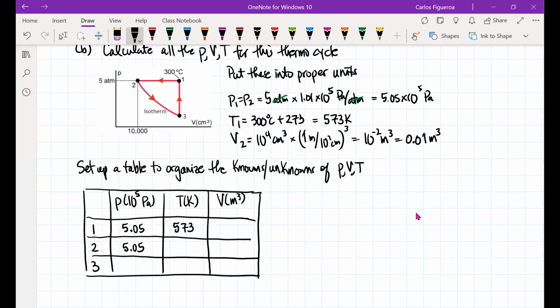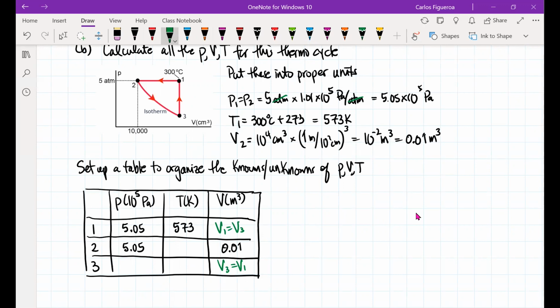Okay. And the only other thing that I know is that the volume at 2 tells me that this is 0.01 meters cubed. So what is it that I don't know? Well, the first thing here is that volume 1 and 3 are the same. So if I calculate the volume here, I know that this volume is the same as 3, and then 3 is the same as 1.